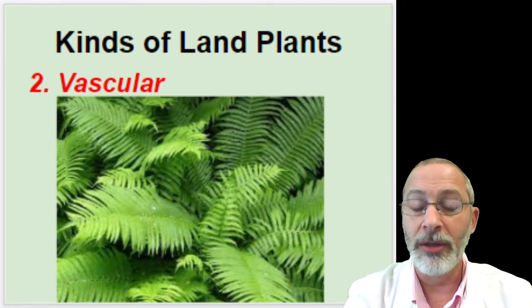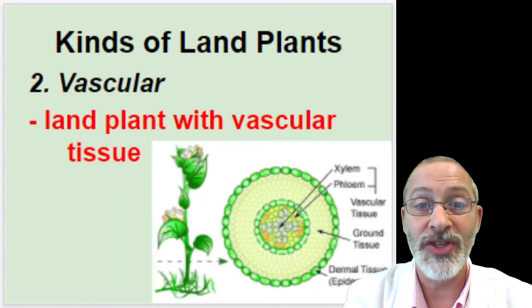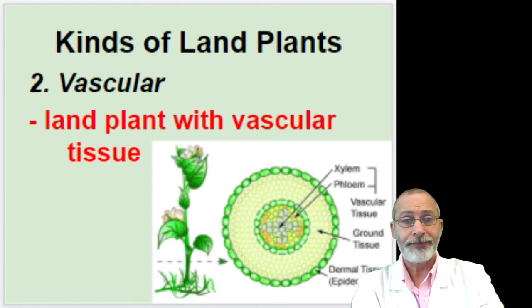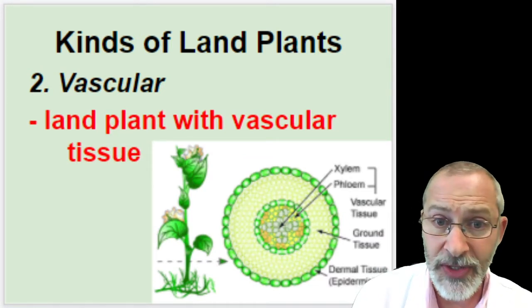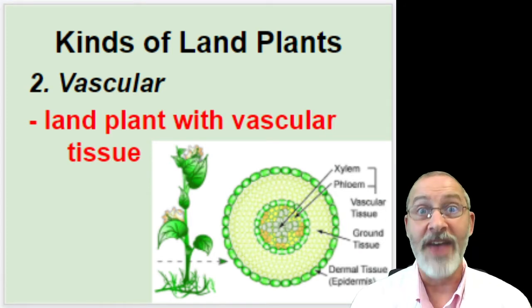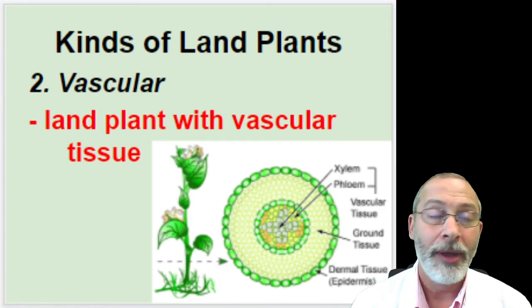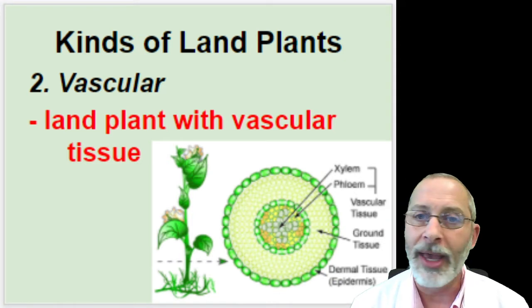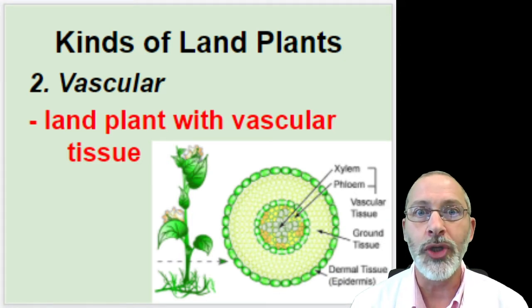So let's talk a little bit about this word vascular. First, vascular plants are land plants that have vascular tissue. Oh no, what the heck does that mean? You're not supposed to use a word in its own definition, folks. You all know that.